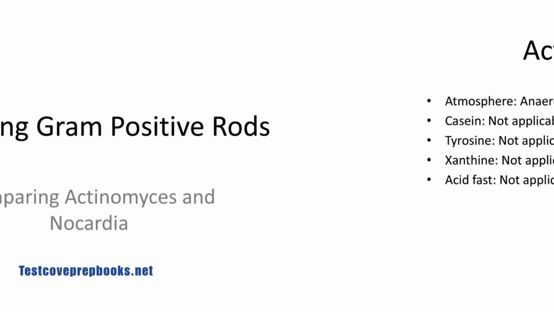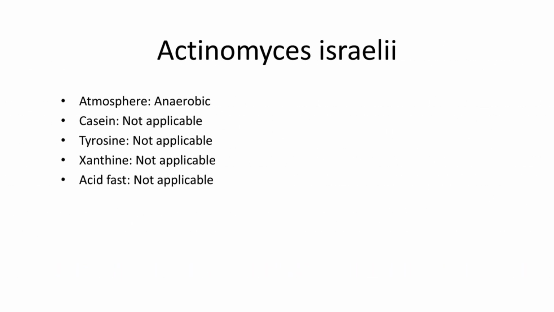Branching gram-positive rods include Actinomyces and Nocardia species. Actinomyces israelii grows best under anaerobic conditions. For biochemical reactions like casein, tyrosine, and xanthine utilization, these tests are not applicable. This organism does not demonstrate acid-fast characteristics.